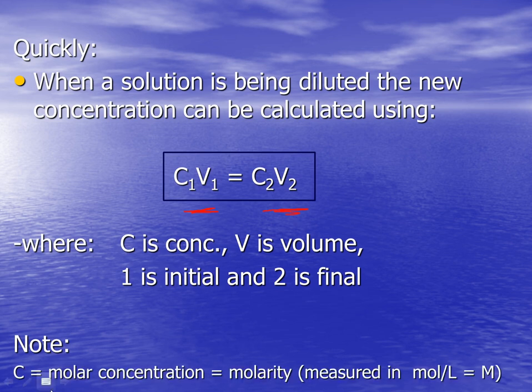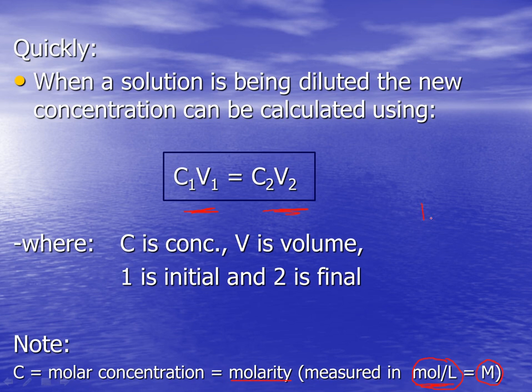One note, C is molar concentration. Another word for that is often used as molarity. So if you hear someone talking about the molarity of a solution, they're talking about the molar concentration of the solution. And it is going to be measured in moles per liter. Now, as chemists, we like to take shortcuts. We like to make less work for ourselves. So often, and confusingly sometimes, moles per liter is written as capital M.